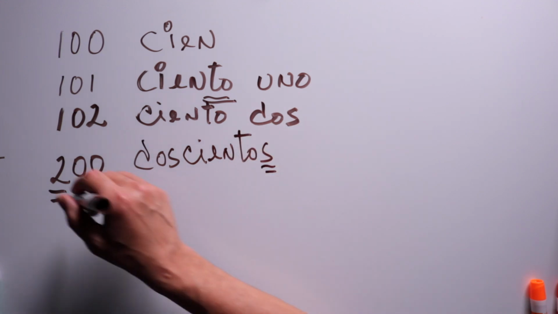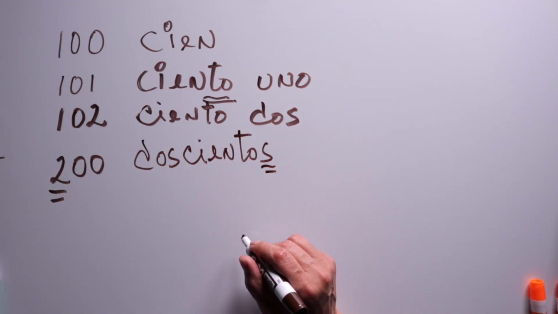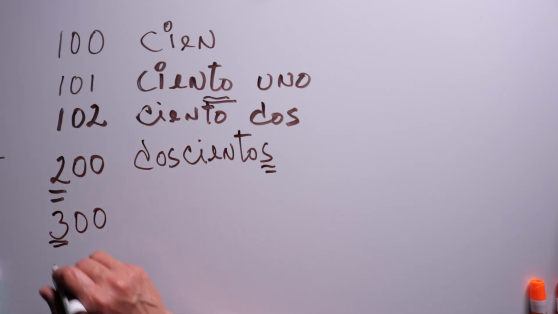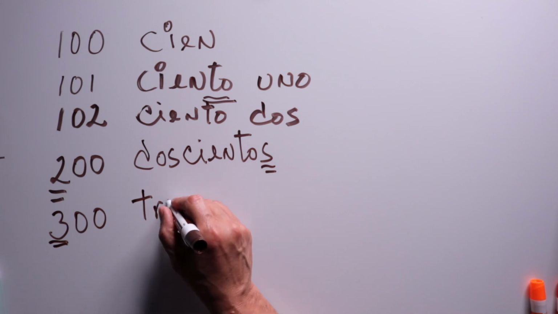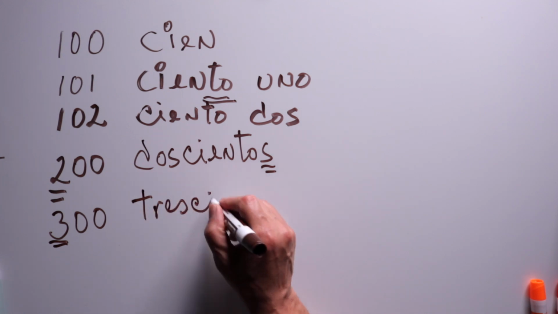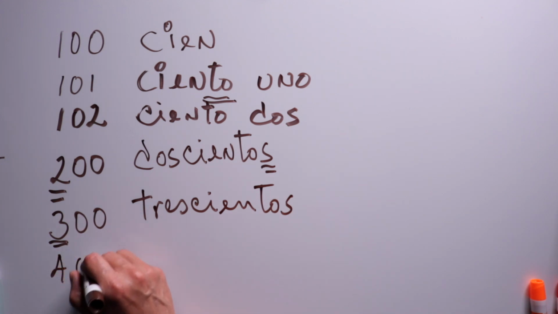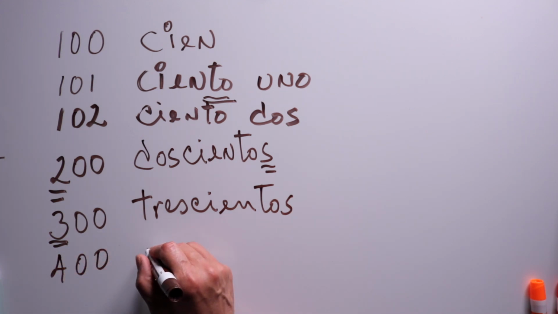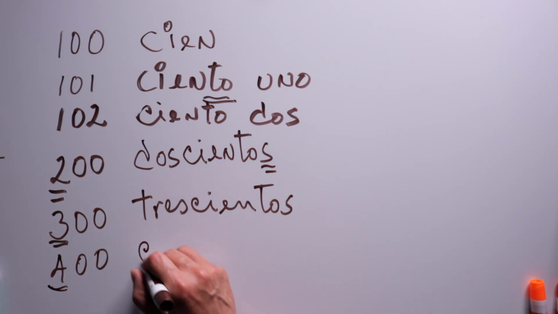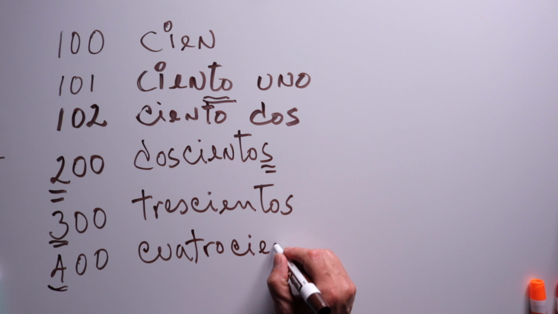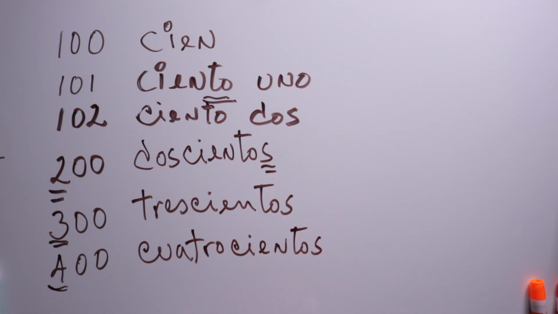Why in plural? Because dos is a plural number. It will be the same with 300. What number is this? And if you tell me tres, you are absolutely right. 300 is plural again, right? Next one. What number is the first one? This one? Cuatro, you says. You are absolutely right. 400.